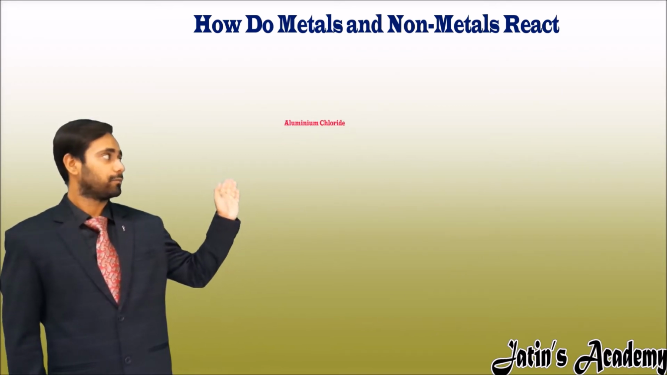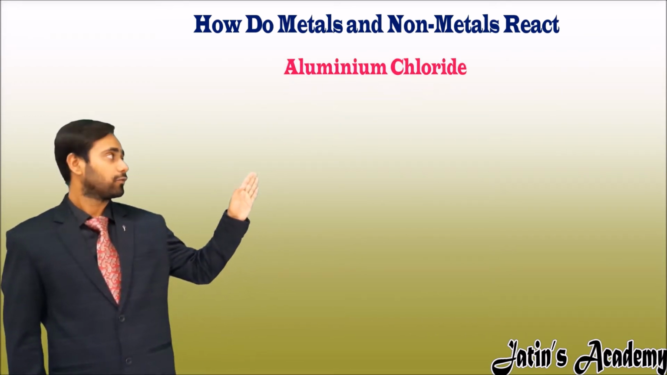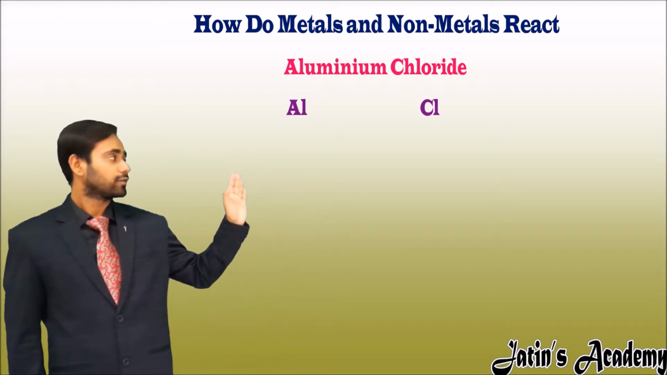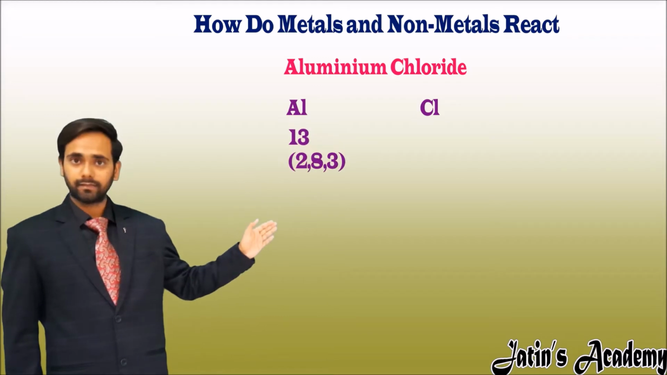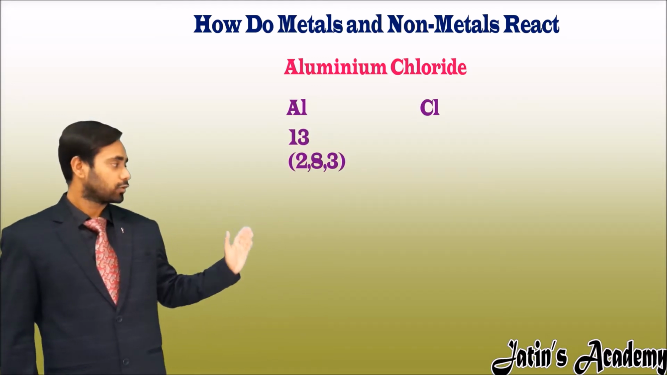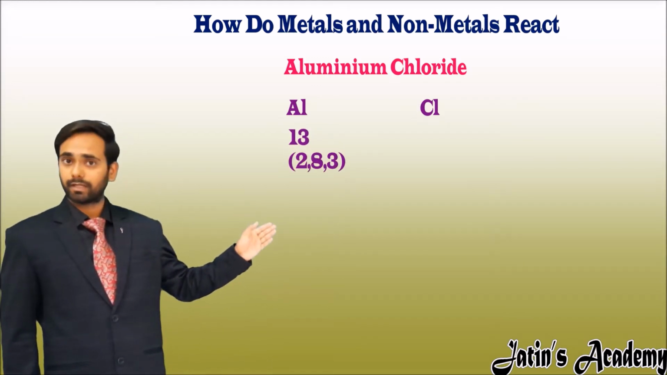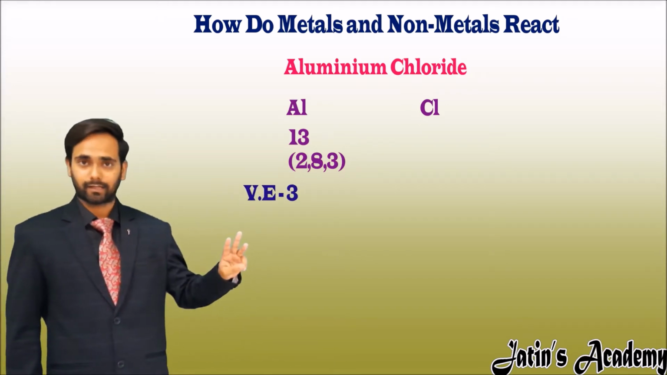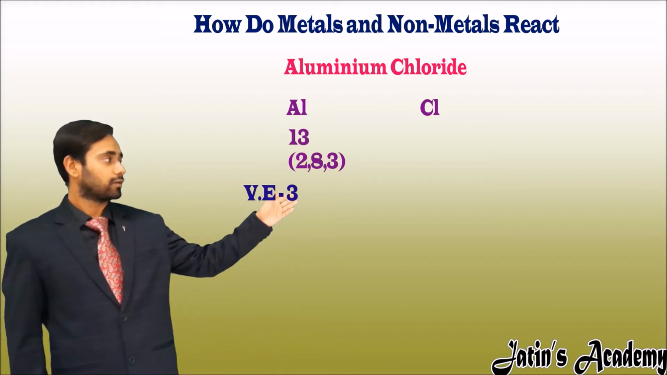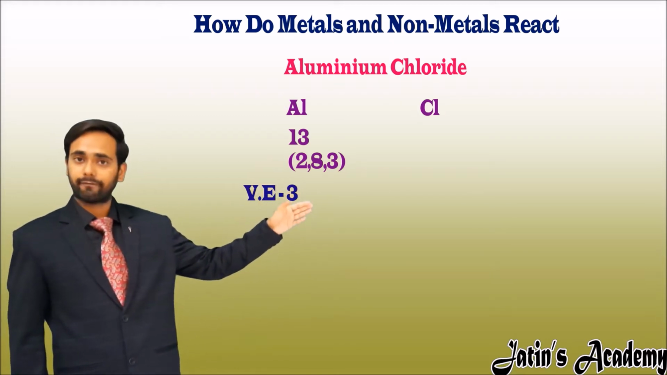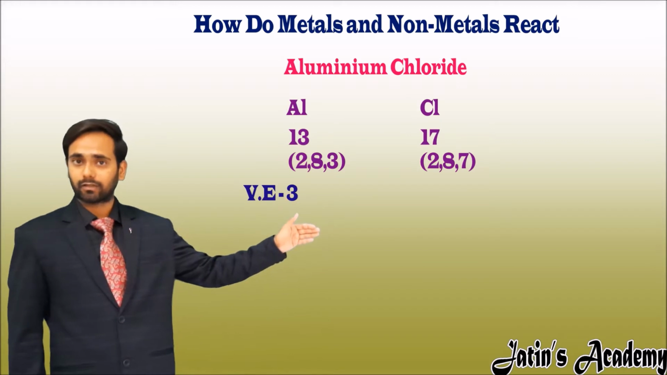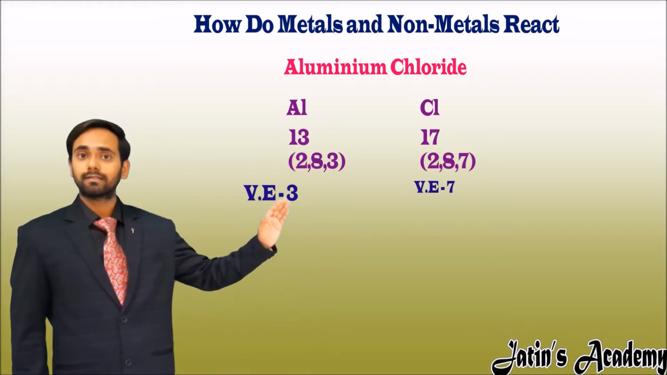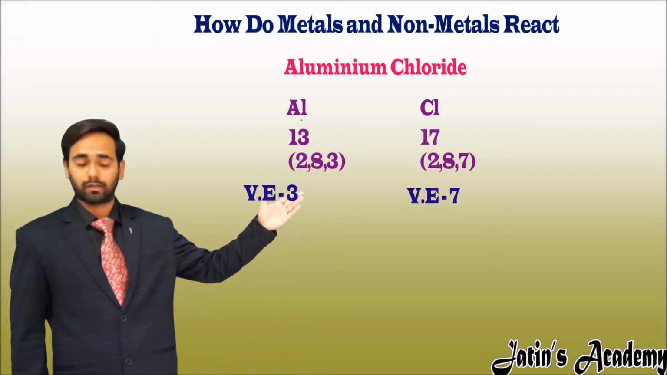Let's take aluminium chloride. We know the symbol of aluminium is Al and the symbol of chlorine is Cl. The atomic number of aluminium is 13, and its electronic configuration is 2, 8, 3. It means aluminium has 3 electrons in its outermost shell, meaning 3 valence electrons. On the other side, chlorine, Cl, has atomic number 17, and its electronic configuration is 2, 8, 7. It means chlorine has 7 electrons in its outermost shell.